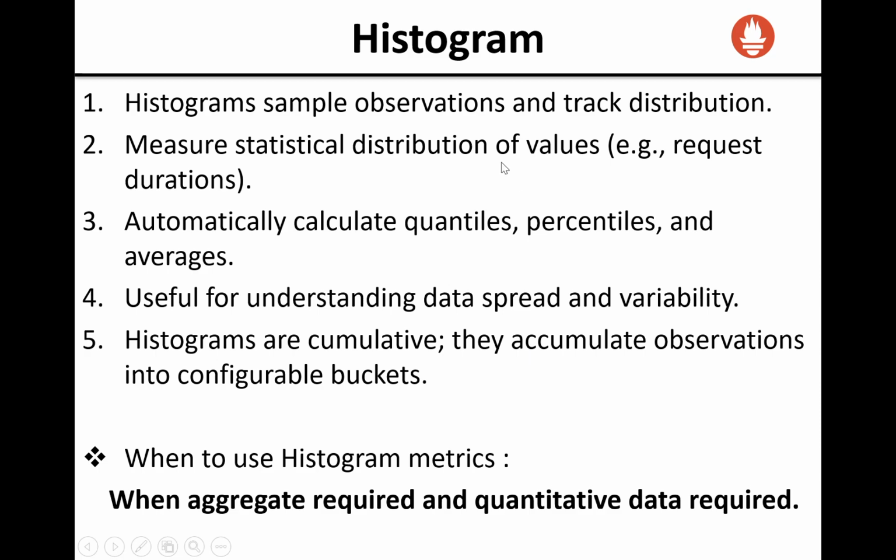The third metric type is histogram. Histogram samples observations and tracks distribution. Measure statistical distribution of values like request durations. It automatically calculates quantiles, percentiles, and averages. It is useful for understanding data spread and variability. Here, histograms are cumulative. They accumulate observations into configurable buckets. We can use histogram metrics when aggregates are required and quantitative data is required.